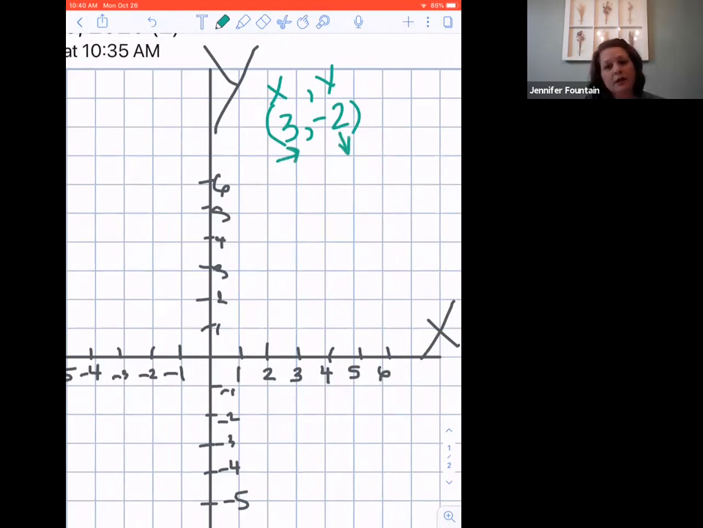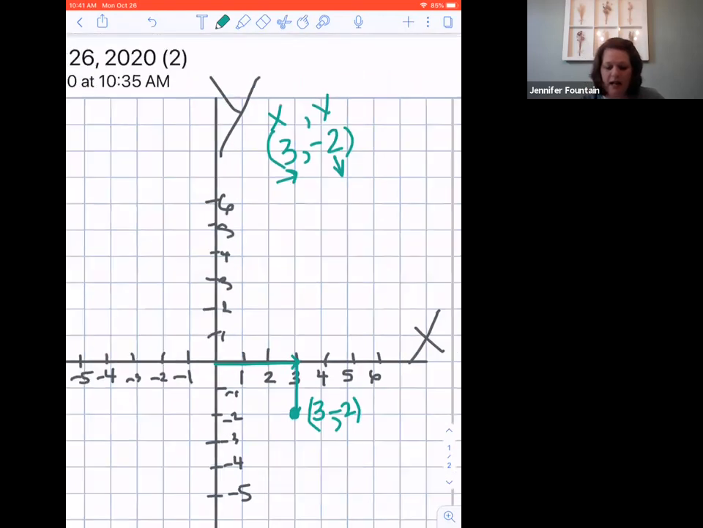So if you want to label it with arrows and things like that, do what you need to do. So that means I'm going to go right 3, 1, 2, 3. I've gone right 3. And then I'm going to go down 1, 2. So this is where my ordered pair 3, -2 is going to graph. And notice I put a comma in between my two numbers to separate them. So it's not just a 3 and a -2, there's a comma in between them.